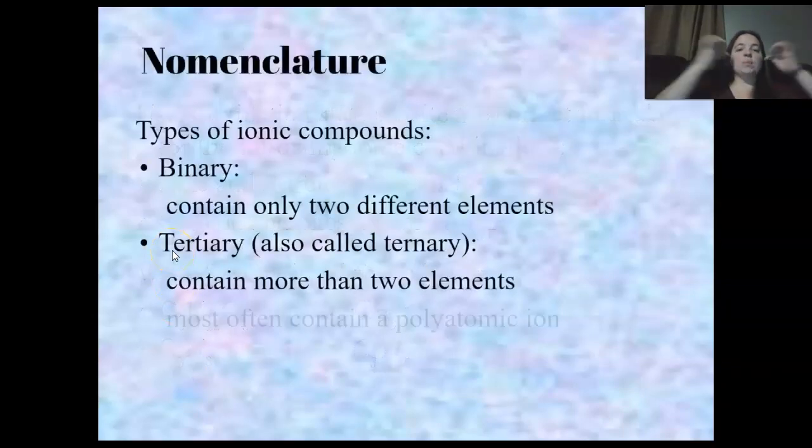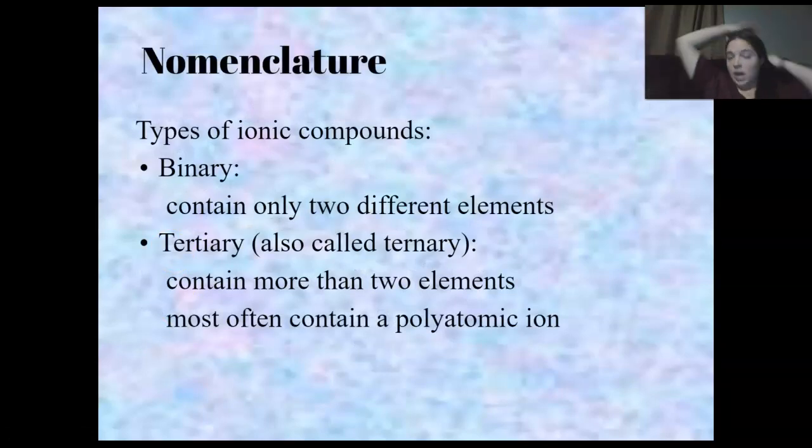All right, so nomenclature. There are 2 types of ionic compounds. You got the binary, which we've already seen. That's one element, one element. And then you have the tertiary or ternary. They contain 2 elements, or an element and a polyatomic ion.